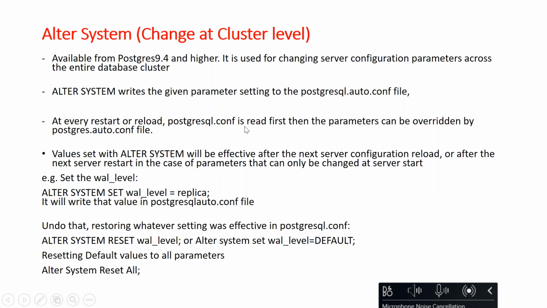Okay. So the ALTER SYSTEM command is used to change the parameter at the cluster level. It is available from Postgres 9.4 and higher. Anyway, we are using Postgres 10. It is used to change server configuration parameters across the entire database cluster. ALTER SYSTEM writes the given parameter settings to the postgresql.conf file. So where are our parameters? In postgresql.conf, as I told you.